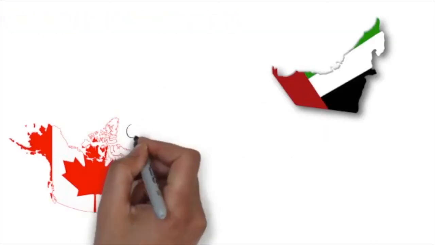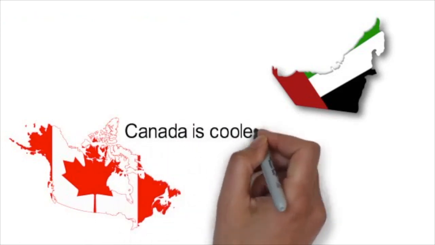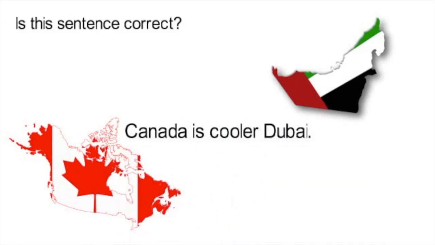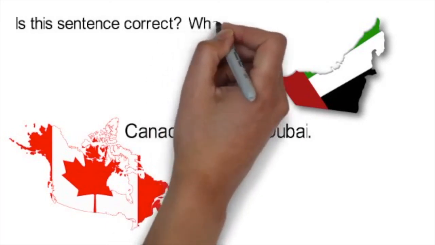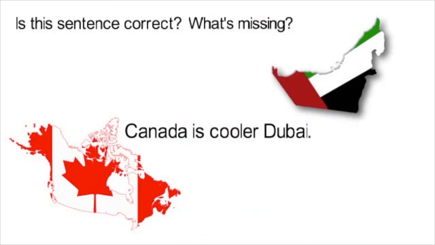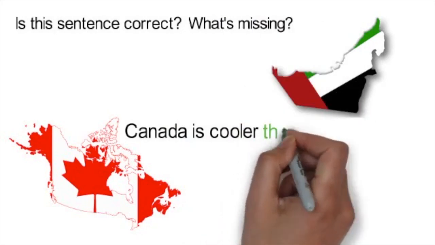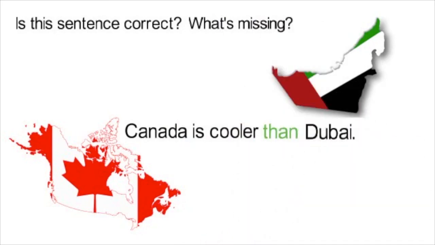What about this sentence? Canada is cooler Dubai. Is this sentence correct? What is missing? That's right, than is missing. Cool, which ends with a vowel consonant, is spelt correctly. We just add ER. But than was missing. The sentence should be, Canada is cooler than Dubai.